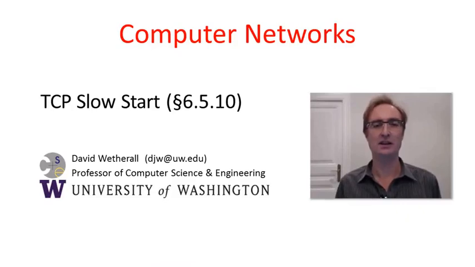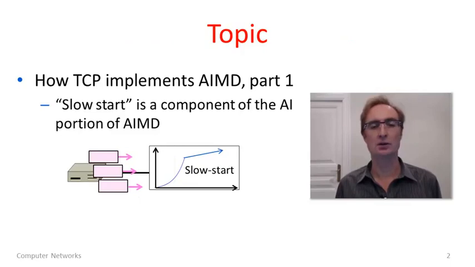G'day viewers. In this segment I'll talk about TCP slow start. So recall that we're trying to get TCP to implement an AIMD control law because this will give us a good allocation that's efficient and fair. Slow start is one of the mechanisms that TCP uses as part of its additive increase mechanism.